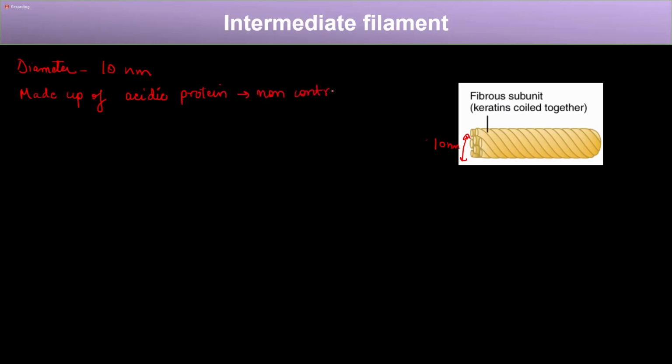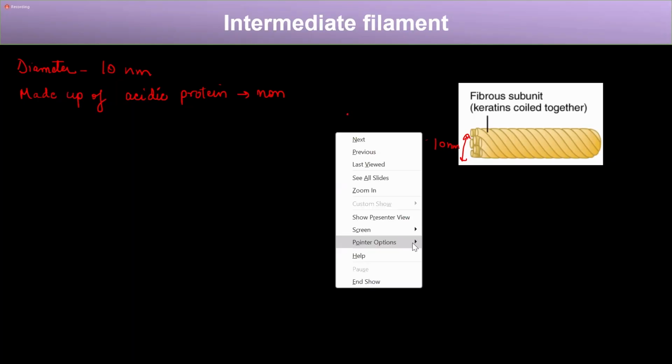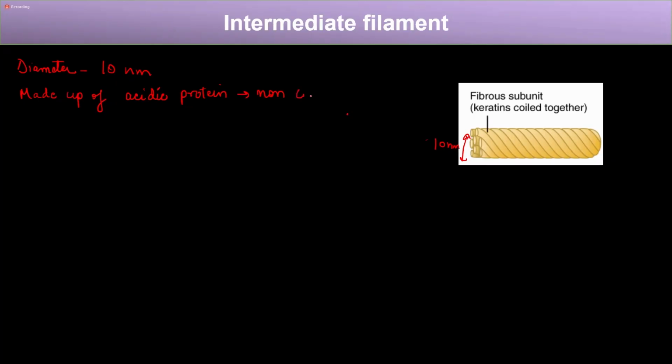These proteins are non-contractile in nature, unlike microfilaments. It means they cannot undergo contraction. So they are rigid.